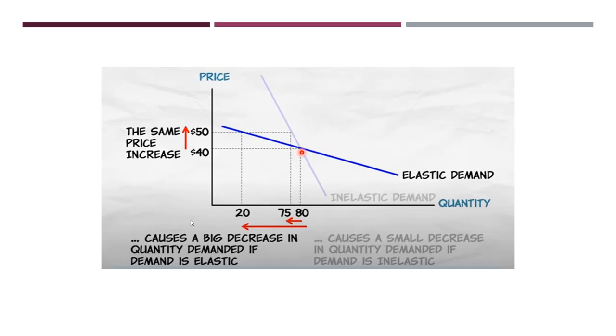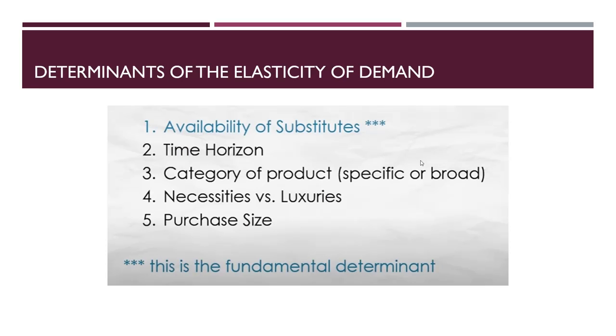If you would also see here in the graph, pag ang demand curve natin ay mas matarik, mas medyo leaning into vertical, patayo, ibig sabihin more or less inelastic ang demand natin. Pero if the demand curve is almost flat or mas flat siya, hindi siya masyadong patayo, ibig sabihin it is an elastic demand. So ano nga ba yung mga determinants or factors na nakakaapekto sa elasticity of demand? So ito yung limang yun. First, we have the availability of substitutes, time horizon, category of product, necessities versus luxuries, and purchase size.